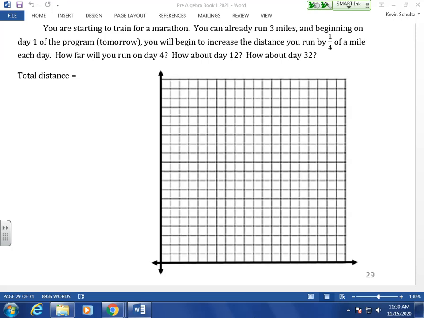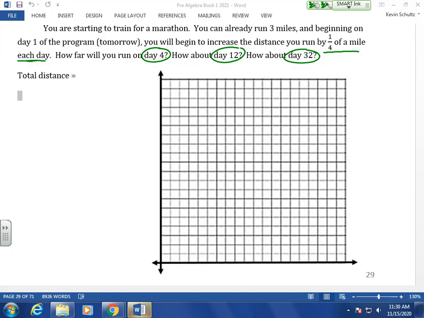So what we're looking for here are the important pieces to this equation. We talked about the word each, or every, or per. All 3 of those kind of connect a coefficient to a variable with multiplying. So we've got 1/4 of a mile each day. Well, clearly, day is going to be our variable, right? Because that's what we're plugging in, day 4, day 12, day 32. And so that 1/4 and our variable d, they're kind of connected, right?